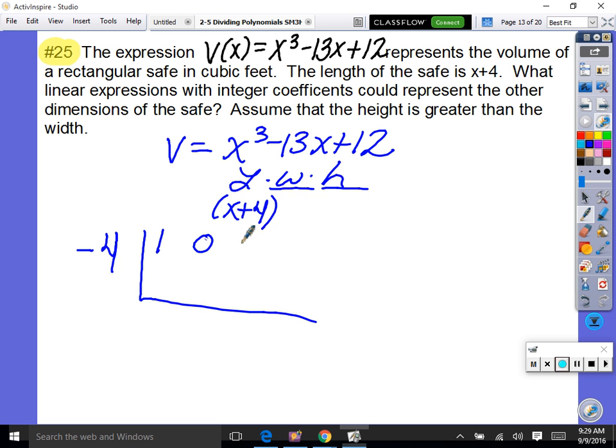0, negative 13, and 12. We'll go through the process, and then we'll have something quadratic, right? Then once you have a quadratic, we know how to factor a quadratic, and there's the other two factors. Does that make sense, everybody?